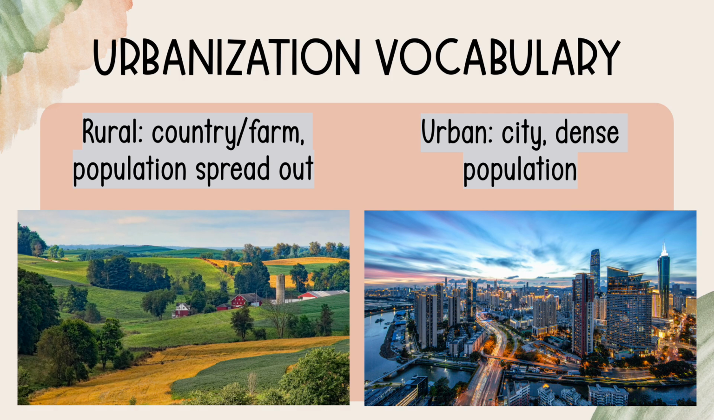The first two terms that are important to understand are rural and urban. Rural refers to the country or farmland that made up much of the United States until this point in history. The population in these areas is very spread out, with most area being covered by farmland. Urban refers to the densely populated city centers that began to develop in this time period. Think New York City or Chicago.